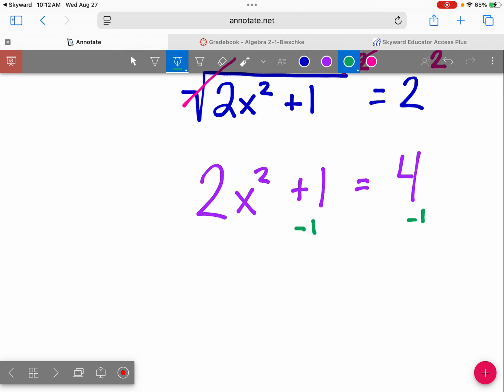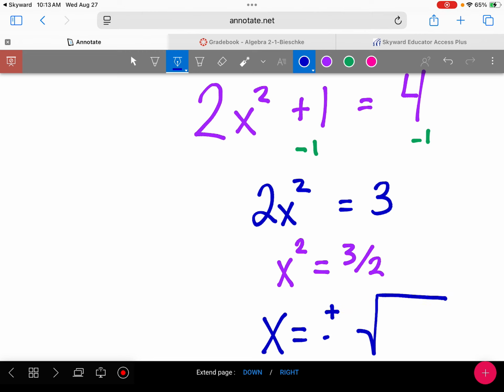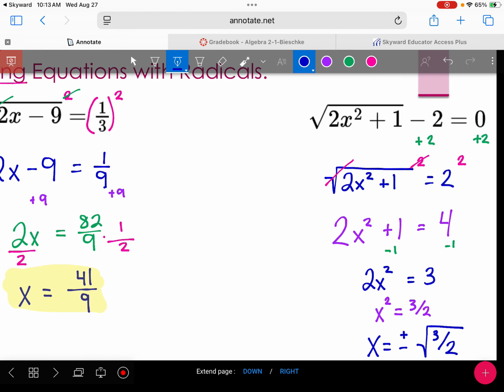Minus 1 on both sides. We got our 2x squared equals 3. What next? Divide by 2. We get our x squared equals 3/2. So what does our x equal? Plus or minus the square root of 3/2. And these wind up gross enough that I'm not going to make us have to rationalize that, because these get really gross.